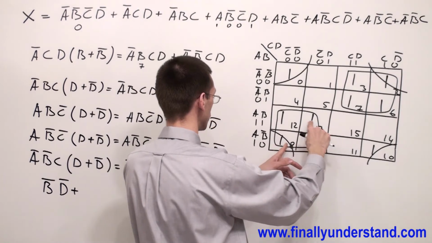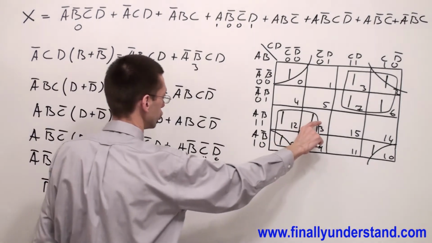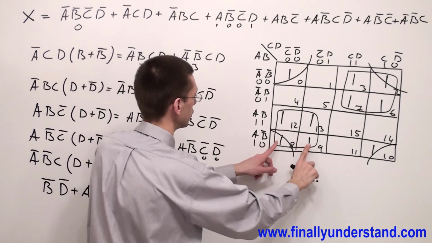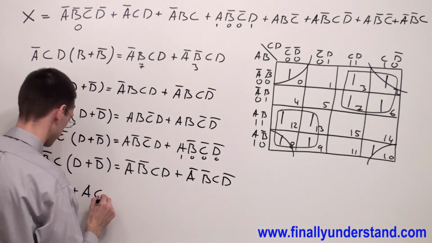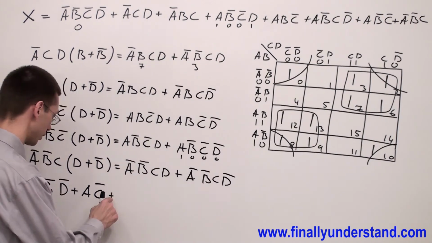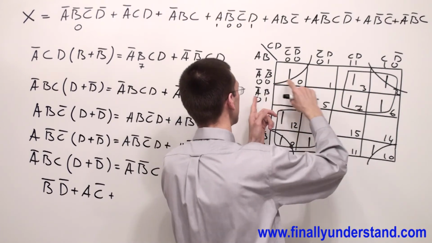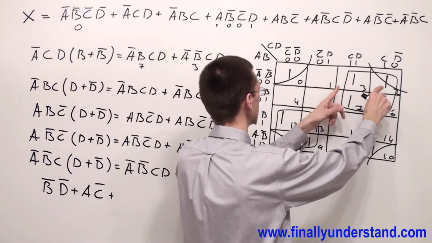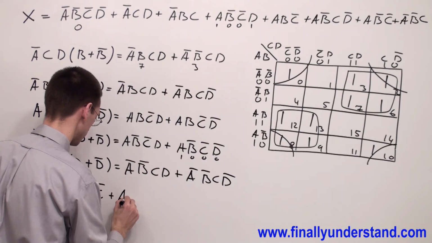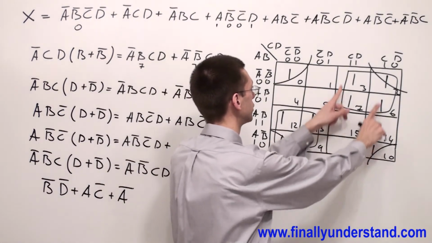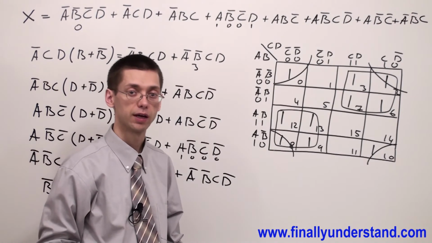Let's talk about this one. This group is placed in 2 rows. The common variable for these 2 rows is A. And the common variable for these 2 columns is C0. Or this group is placed in 2 rows and 2 columns. The common variable for these 2 rows is A0, and the common variable for these 2 columns is C. I'm finished with Karnaugh map.